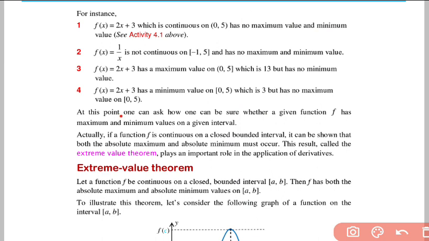At this point, one can ask how one can be sure whether a given function f of x has a maximum and minimum value on a given interval. Actually, if function f is continuous on a closed bounded interval, not open, closed bounded interval, it can be shown that both the absolute maximum and absolute minimum must occur if the function is continuous on a closed bounded interval.